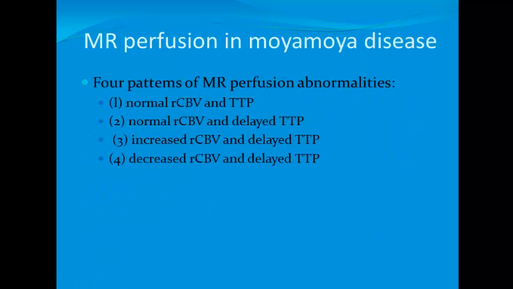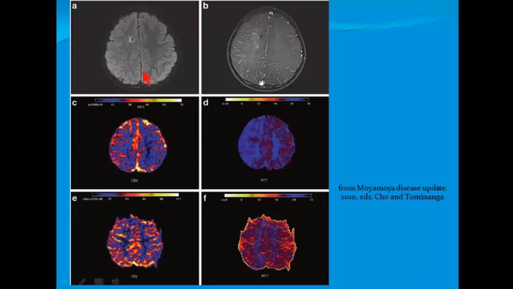So in Moyamoya disease, here's an example of a patient who had a lesion in the right centrum semiovale, and we see that there's leptomeningeal enhancement on T1-based contrast enhanced MR. The cerebral blood volume isn't particularly changed, but there's a reduction in, or delay in, mean transit time throughout the right cerebral hemisphere. And so these patients can undergo certain procedures, where they take the temporal artery, for example, and anastomose it to the dura to increase perfusion.